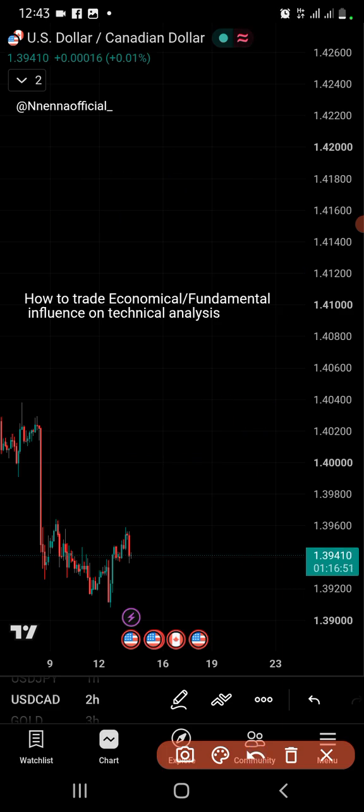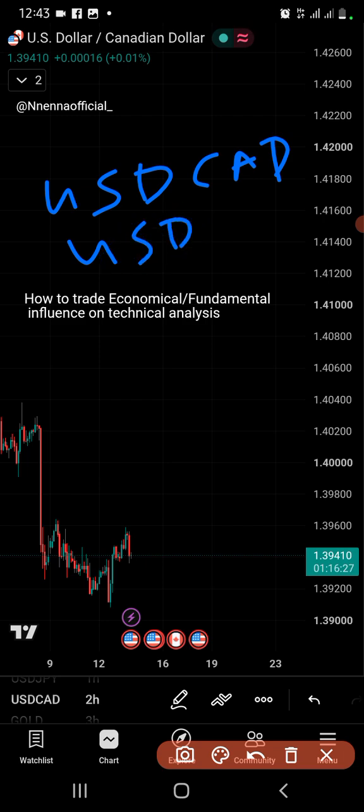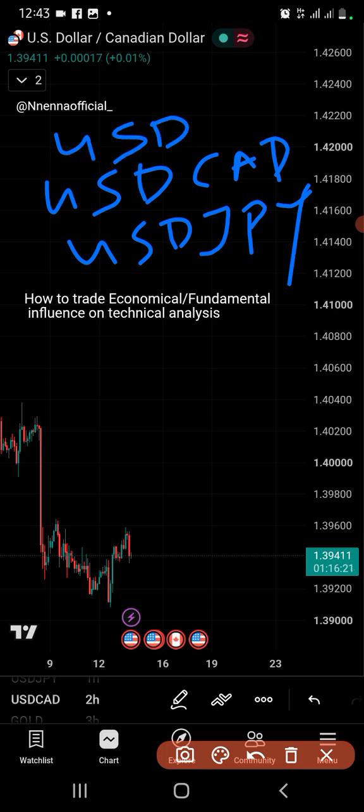So, for example, when the economic indicators show that the strength of USD is very, very strong, which means bullish, when you come on chart, you are simply looking to buy USD based pairs. So you'll be looking to buy pairs like USD CAD, USD JPY. You can think of others, but this is what I mean when I say USD based pairs.